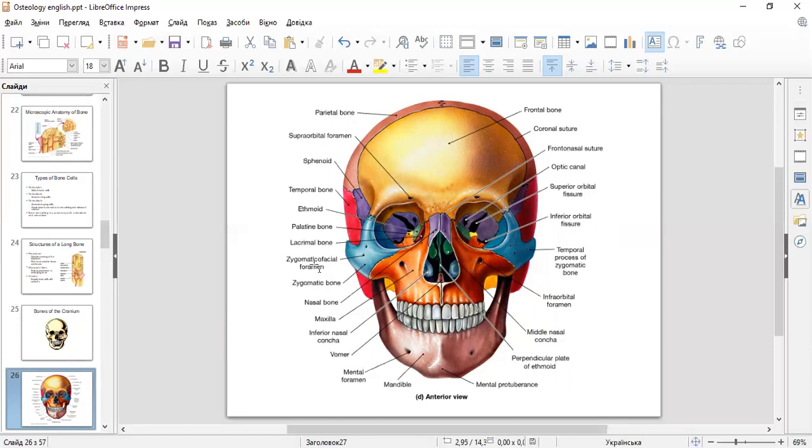The neurocranium consists of the frontal, parietal, occipital, temporal, sphenoid, and ethmoidal bones. The visceral cranium includes the maxilla, mandible, palatine, zygomatic, nasal, lacrimal, hyoid bone, as well as the lower nasal concha and the vomer.